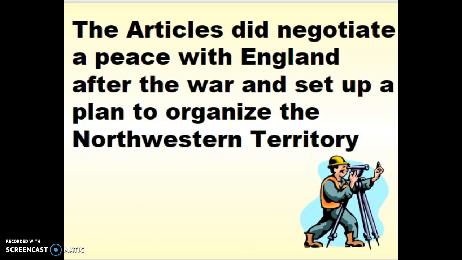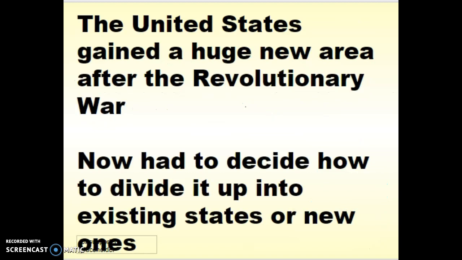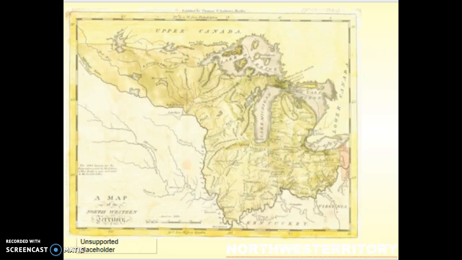The second term you need to remember for the test is the Northwest Territory. This is the land that we received after the Revolutionary War, that we were given with that treaty that we set up with England. It was divided into sections or states, and we organized it in an orderly fashion for the growth of the nation. So this highlighted area, right in here, if you can see that, is the area that we're talking about that we received.